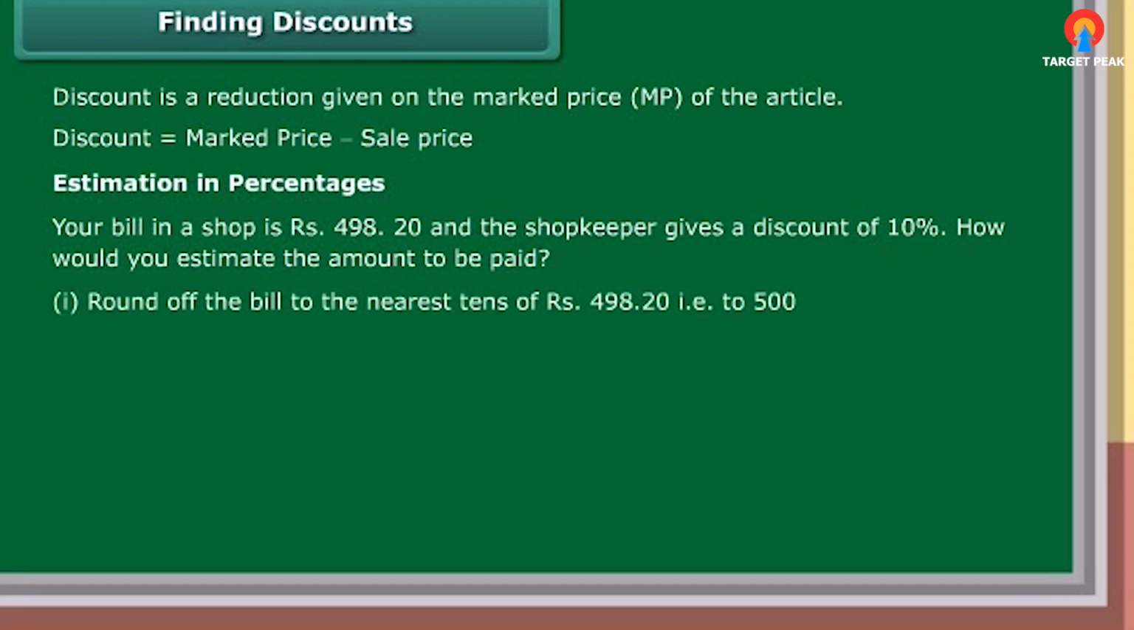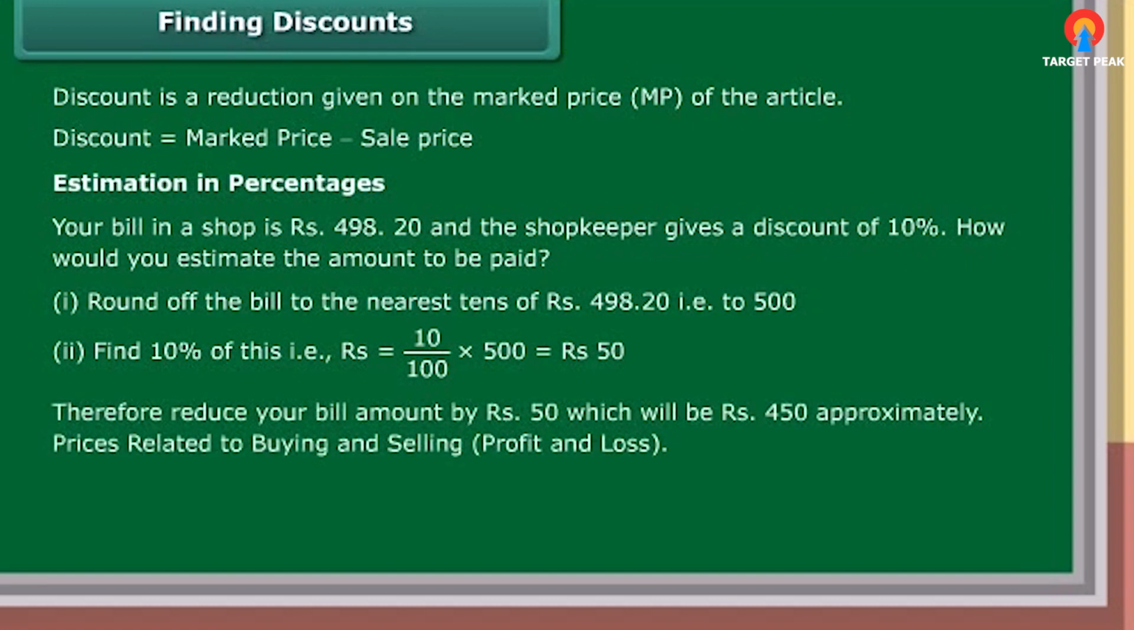1. Round off the bill to the nearest tens of rupees, 498.20, that is to 500. 2. Find 10% of this, that is rupees 10 upon 100 into 500, which is equal to rupees 50. Therefore, reduce your bill amount by rupees 50, which will be rupees 450 approximately.